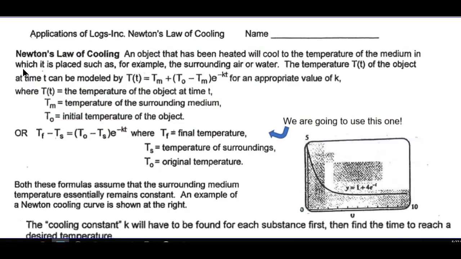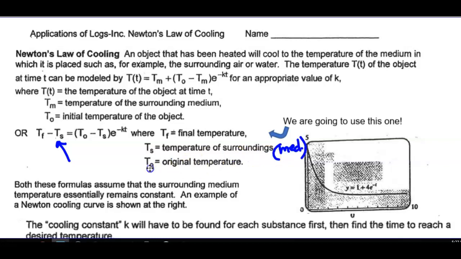All right, so Newton's law of cooling says an object that has been heated will cool to the temperature of the medium in which it is placed, for example, the surrounding air or water. The temperature of the object can be modeled by this equation, or this one, which is the one we're going to use. Sometimes I use M for medium, and sometimes I use S for surroundings here. Sorry, it's the same thing. Okay, surroundings or medium.